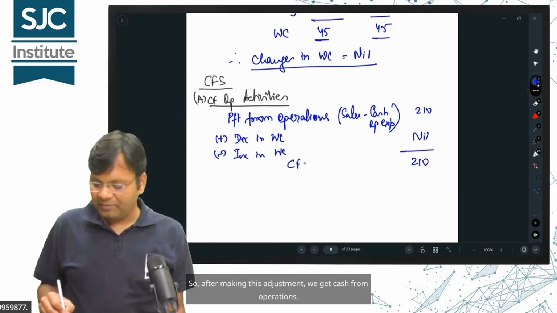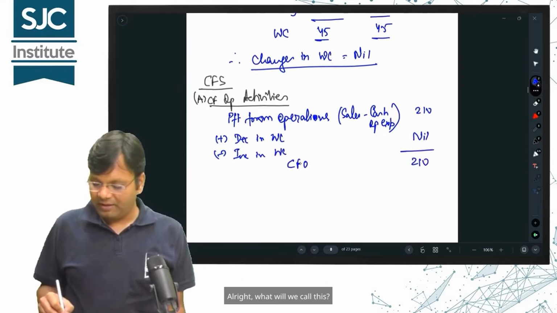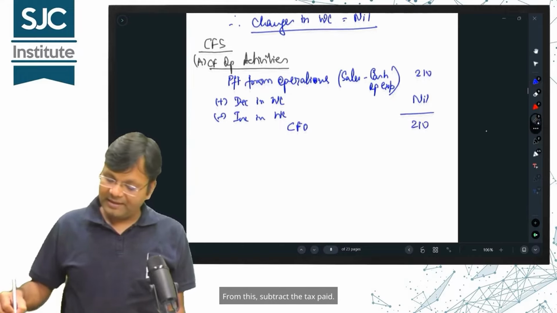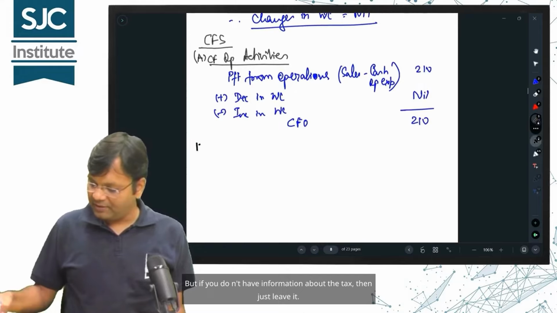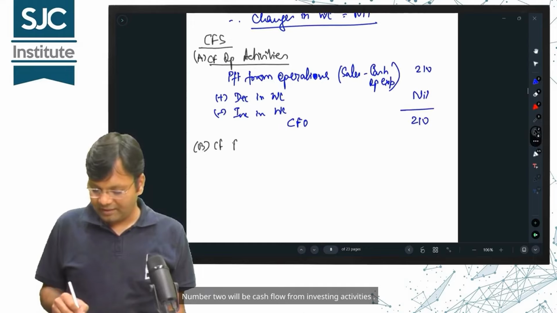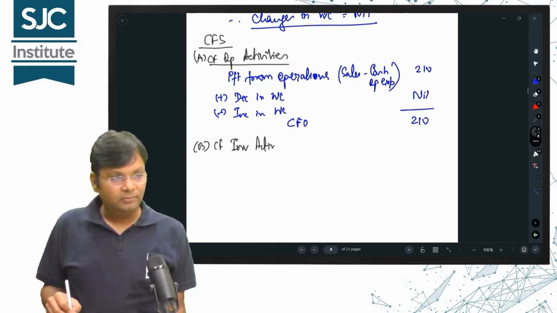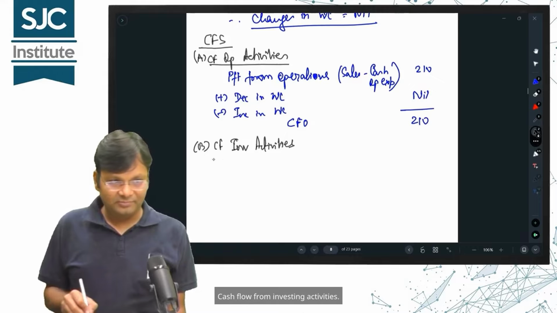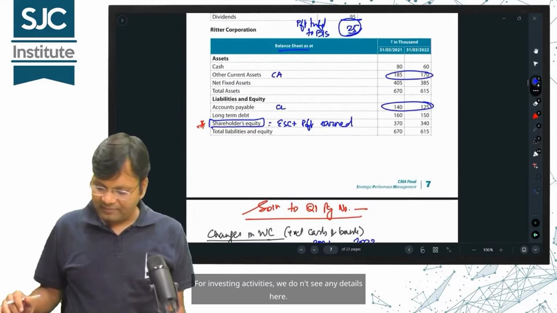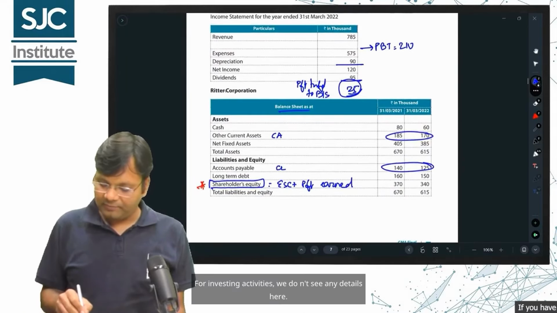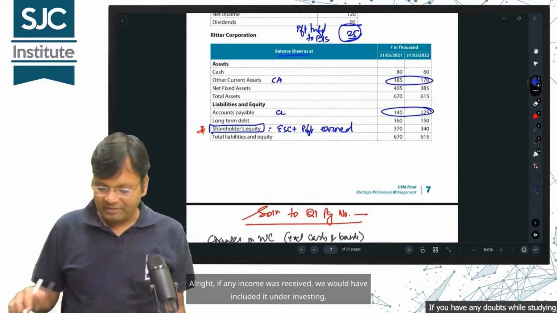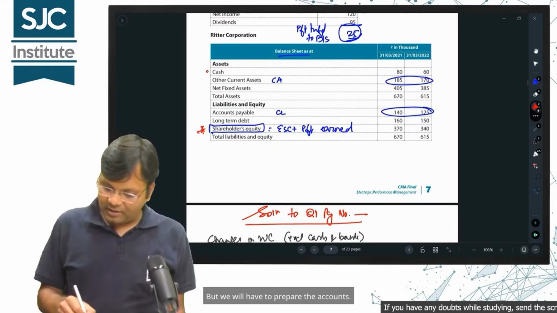So, after making this adjustment, we get cash from operations. Alright, what will we call this? Cash from operations. From this, subtract the tax paid. But if you don't have information about the tax, then just leave it. Number 2 will be cash flow from investing activities. So how will this come? For investing activities, we don't see any details here. Alright, if any income was received, we would have included it under investing. But we will have to prepare the accounts.